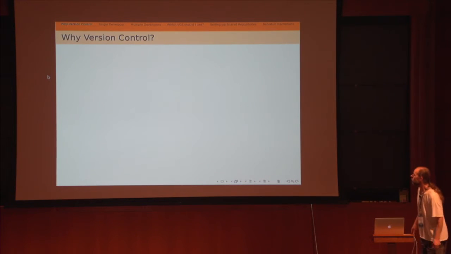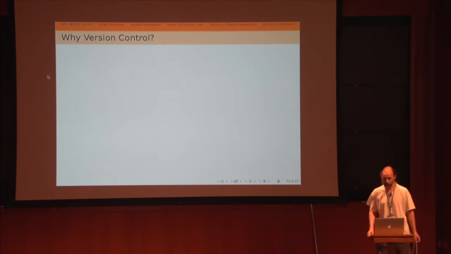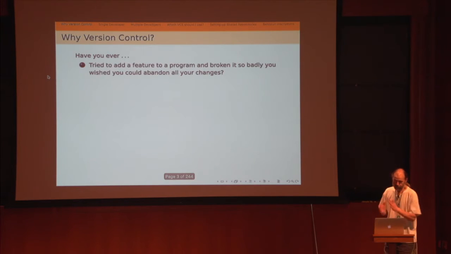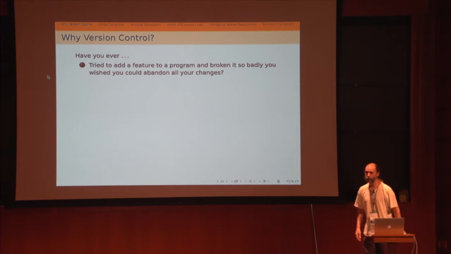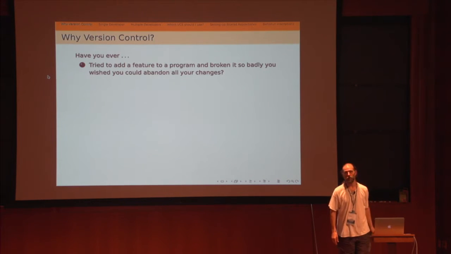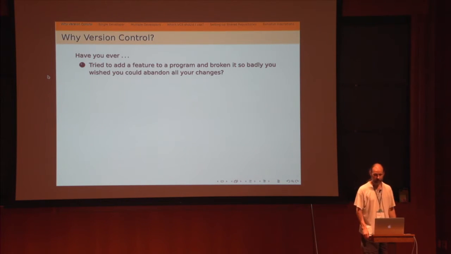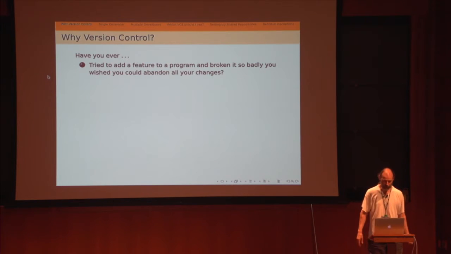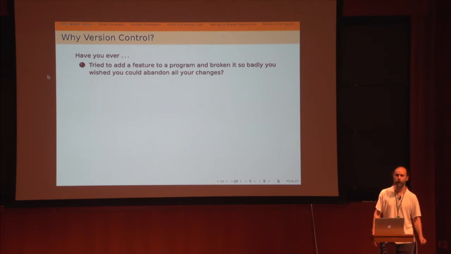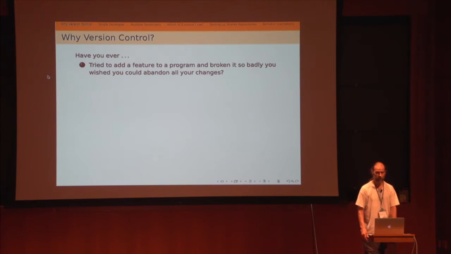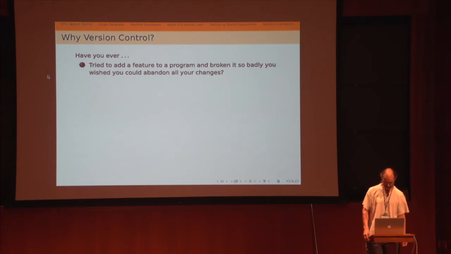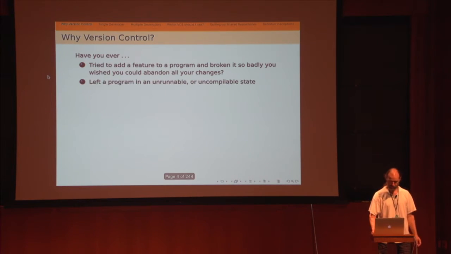Okay, so first of all, why version control in the first place? Have you ever tried to add a feature to a program and broken it? I can remember as a thesis student taking every single line out of a large code, large by those standards, 100,000 lines of code or something, and throwing it away piece by piece, commenting it out, until finally the segmentation violation went away, about 3 weeks before I had to defend. So yes, I have been there.